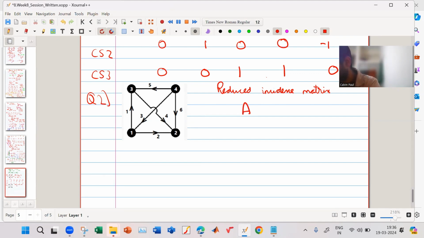Now you have to find the reduced incidence matrix. So what will be the dimension of this matrix? 4 cross 6. No, the number of nodes reduced by 1, since one will be the reference. Hence, we can take 3 cross 6. The incidence matrix is actually 4 cross 6, but the reduced incidence matrix is 3 cross 6. So now we'll consider node 4 as the reference.